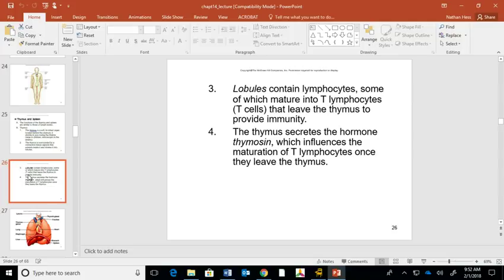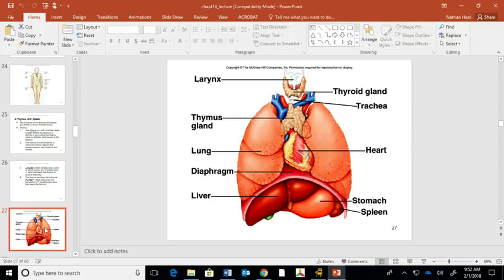This also mentions why the thymus grows smaller. It's really because the amount of immunity you need as a child is exponentially larger than what it is as an adult, because you haven't been exposed.